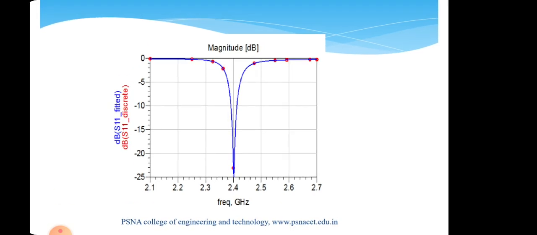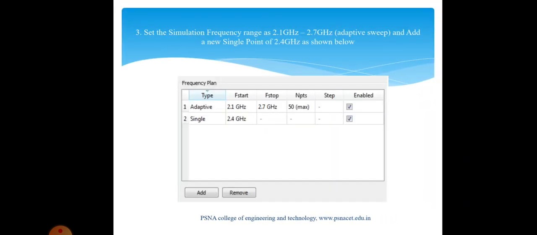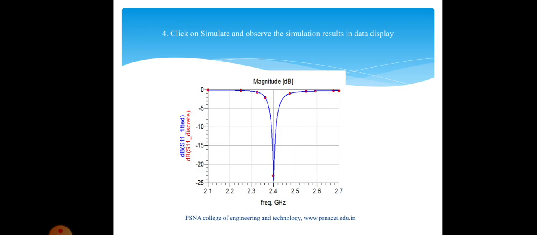See, if we plot the S11, the antenna is a single port device, so the only measurement that we can do is S11. The magnitude in decibels is selected. Also we have given a single point and adaptive point, that is, we have two frequency plans, adaptive and single. Adaptive operates from 2.1 to 2.7, single operates only at 2.4. We already know the resonant frequency, 2.4, so we have given it as a single point.